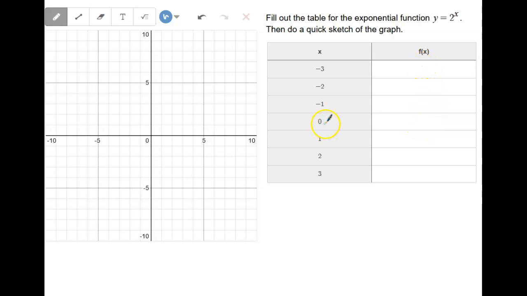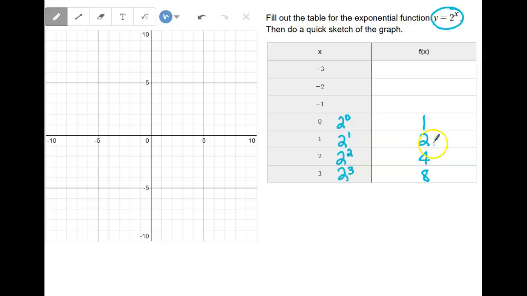So if 0 is our exponent, this is our function that we're working with, y equals 2 to the power of x, we would have 2 to the power of 0. And anything to the power of 0 is always 1. Okay, for this one, we would have 2 to the power of 1, which is 2. For this one, we would have 2 to the power of 2, which is 4. And then here we would have 2 to the power of 3, which is 8. So you can see all we're doing is multiplying by 2 every single time. 1 times 2 is 2, 2 times 2 is 4, 4 times 2 is 8.